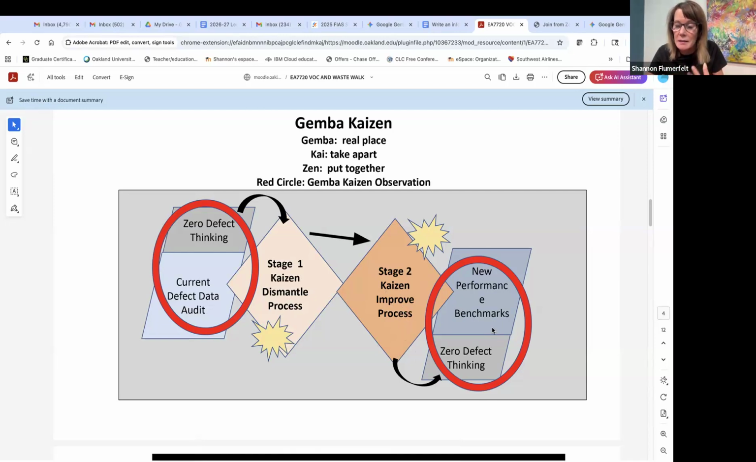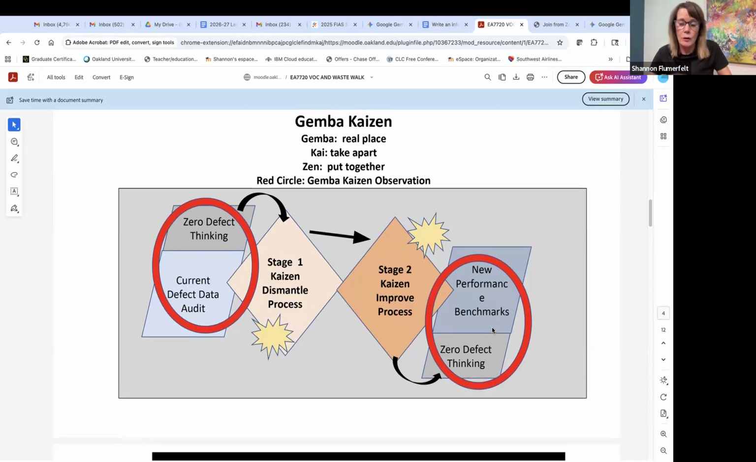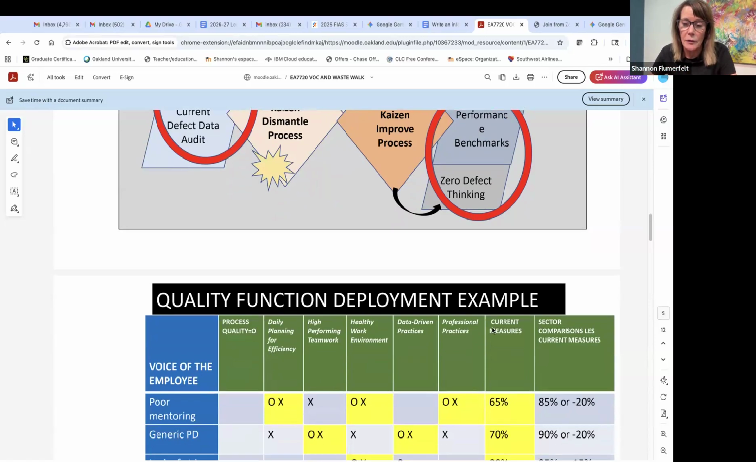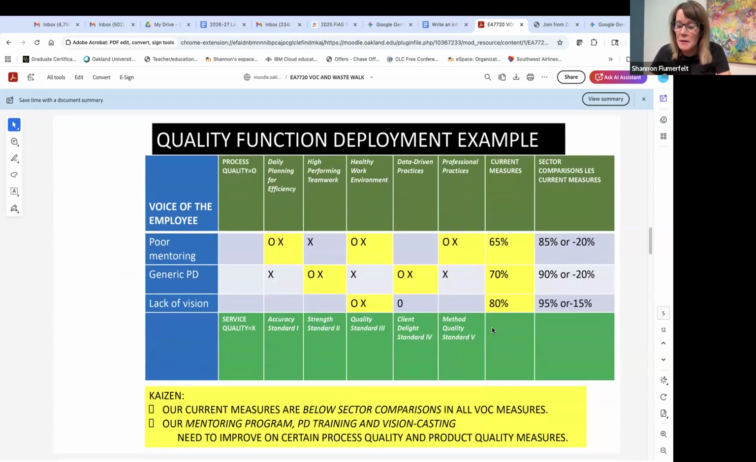You want to get that zero defect thinking going so that you're at a different level of performance. So I'll show you how you can possibly pull all this together, although I have some very specific assignments that you'll do when you do your continuous improvement work. So here's an example, for instance.